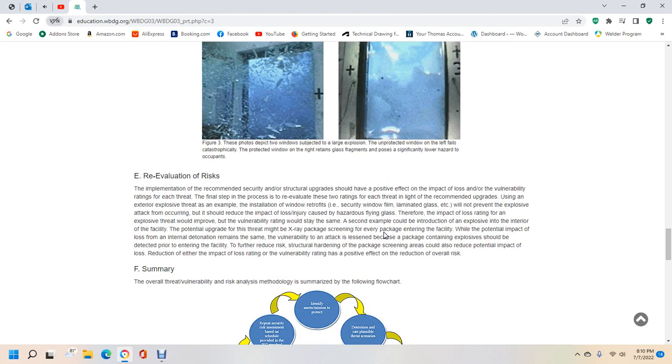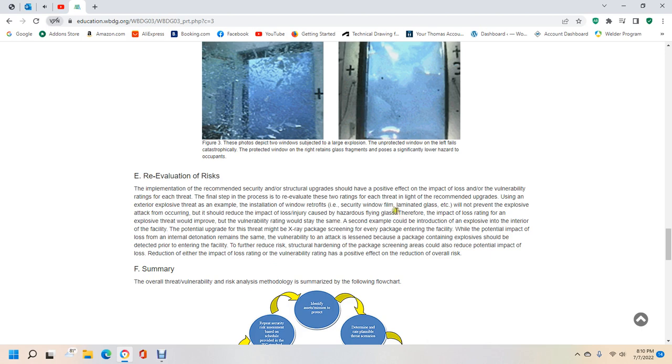E. Re-evaluation of risk. The implementation of recommended security and structural upgrades should have a positive effect on the impact of loss and/or the vulnerability rating of each threat. The final step of the process is to re-evaluate the two ratings for each threat with the recommended upgrades. Using an exterior explosive threat as an example, installing retrofit security window film or laminated glass will not prevent the explosive attack from occurring, but it should reduce the impact of loss or injury caused by hazardous flying glass. Therefore, the impact of loss rating for explosive threats would improve, while the vulnerability rating would stay the same.